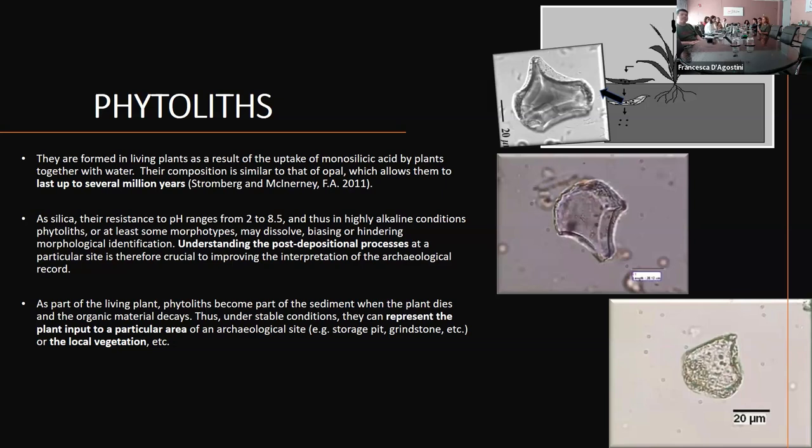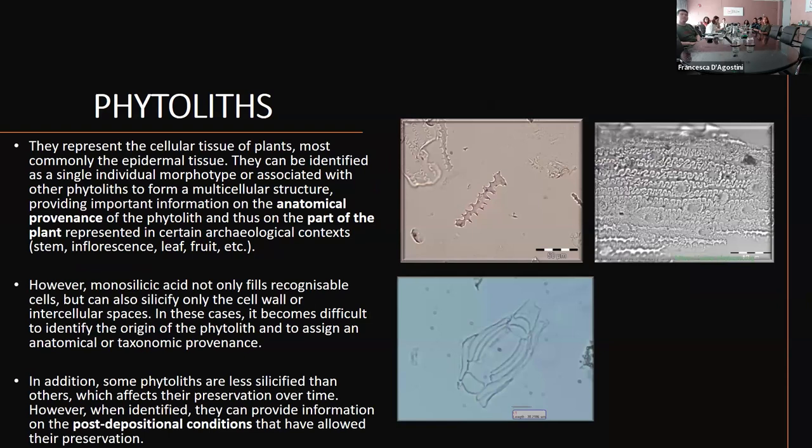As part of the living plant, phytoliths become part of the sediment when the organic material decays. So when we find phytoliths, they can represent the plant input to a particular area in an archaeological site, for example, if we are looking at a storage pit. It means that the plant material was deposited there, the organic material decays, and then we find the phytoliths. And also the local vegetation. I'm not going to go into the climate and vegetation today.